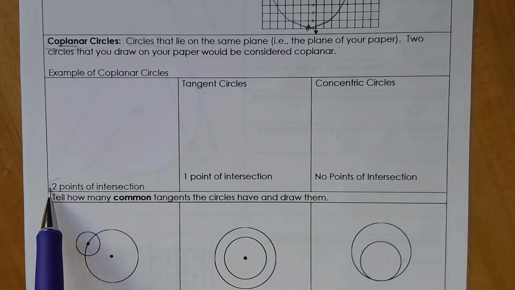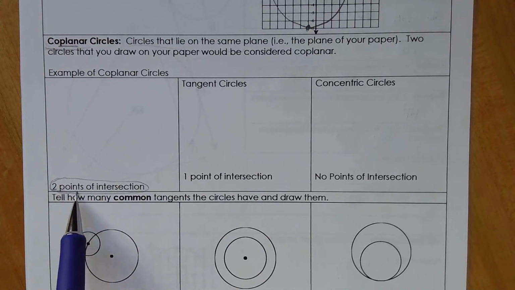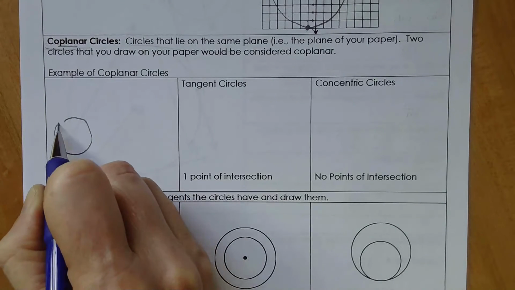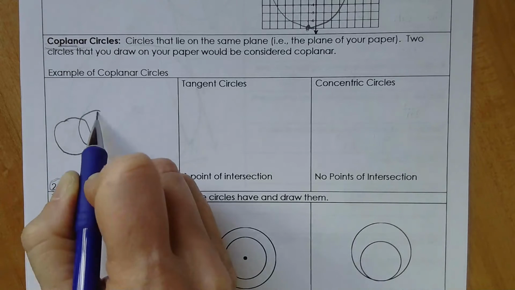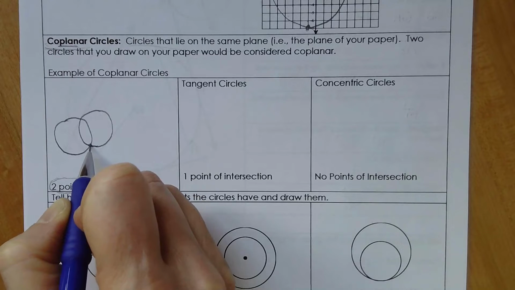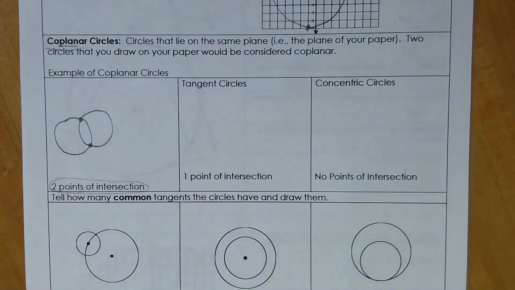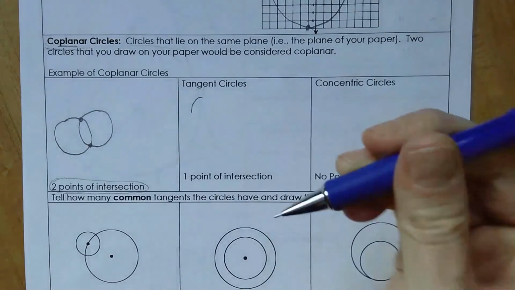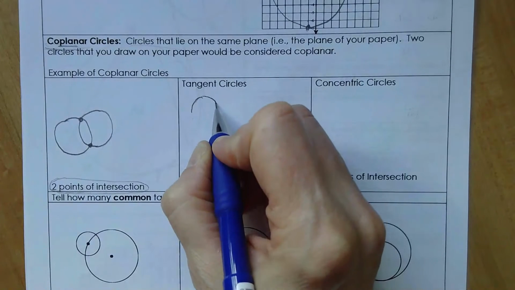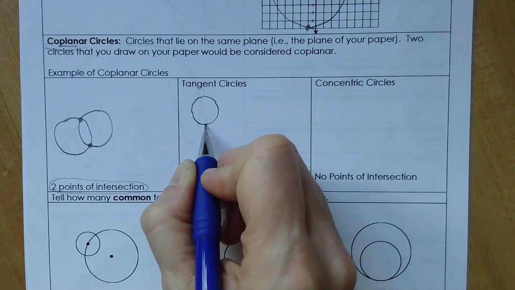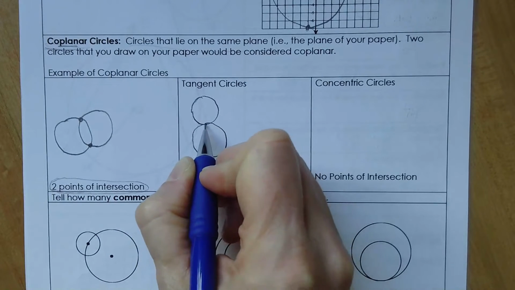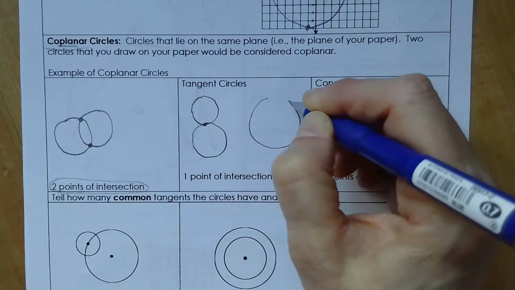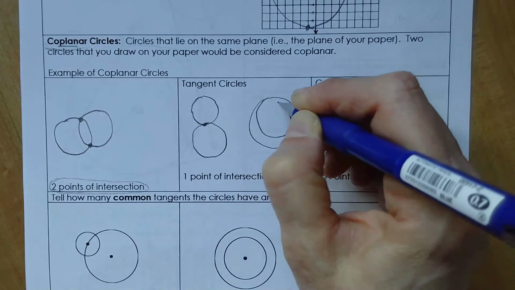All right, so we are going to draw two circles that have 2 points of intersection. So it looks something like this, almost links of a chain. Tangent circles. We could either do the figure 8 looking example. They don't have to be the same size either. Or like on the front of the page, we had some circles that looked like this.